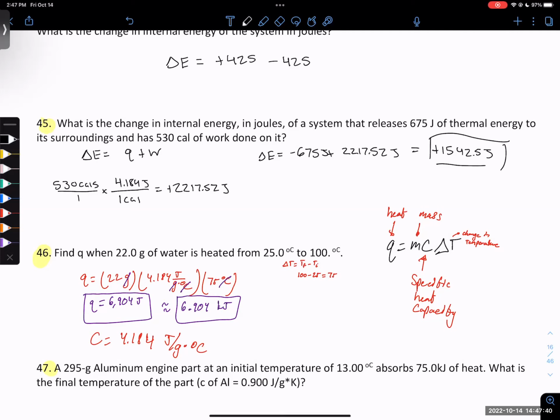What do y'all think? So if it says releases, it's gonna be negative. In this case, it says the system releases 675 joules. So it's releasing, it's losing, right? So it's gonna be negative.